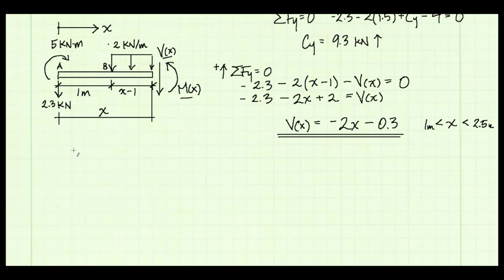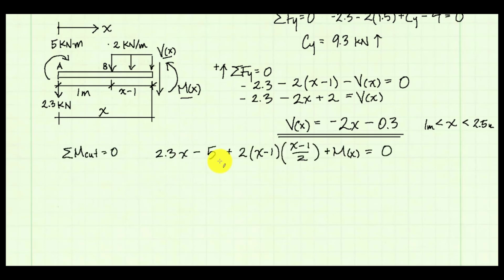I'm going to do that by summing moments about the cut. Okay, so here's my moment equation. The first term is our support reaction at Ay. It's 2.3, and the distance from the cut, where I'm summing moments, is the distance x. Then minus 5, because we've got our 5 kilonewton meter concentrated moment being applied. And then we've got our distributed load. So make sure you get this clear.